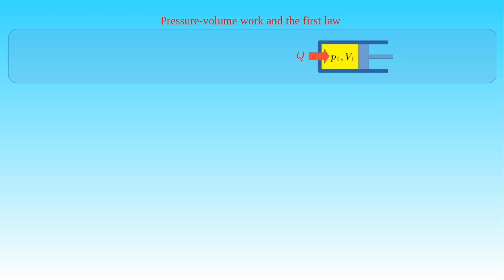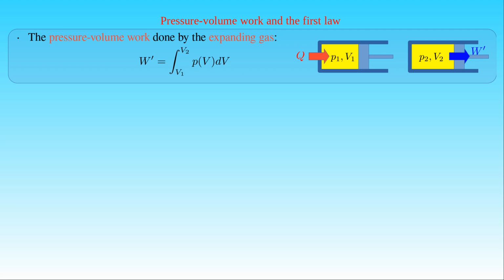If the heat Q is absorbed by an ideal gas in the chamber of a cylinder sealed with the piston, then the gas evolves from its initial state with the pressure P1 and the volume V1 to its final state with the pressure P2 and the volume V2. The pressure volume work W' done by the gas is equal to the integral of the changing gas pressure P over the volume V of the gas from the initial volume V1 to the final volume V2. If the gas is expanding, that is V2 is greater than V1, then the pressure volume work is positive.